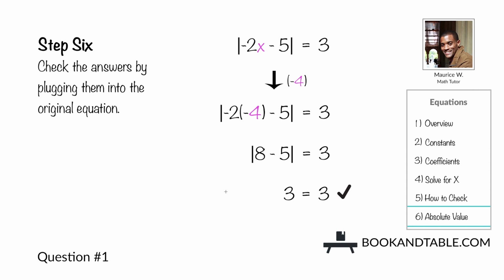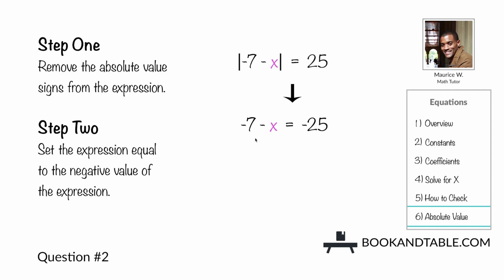Okay, so the answers for question 1, x is equal to negative 1 and x is equal to negative 4. Question number 2, the absolute value of negative 7 minus x is equal to 25. Step 1, remove the absolute value signs from the expression, leaving you with negative 7 minus x on the left side. Step 2, once again, set the expression equal to the negative value of the expression. The positive value, right, this expression is equal to positive 25, so the negative value would be negative 25.